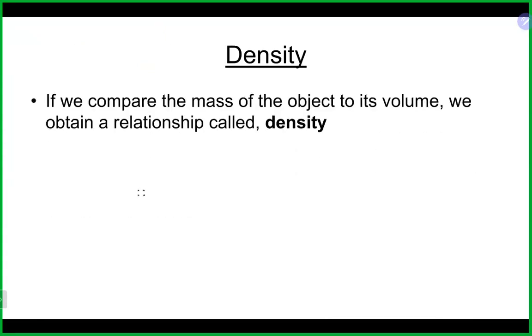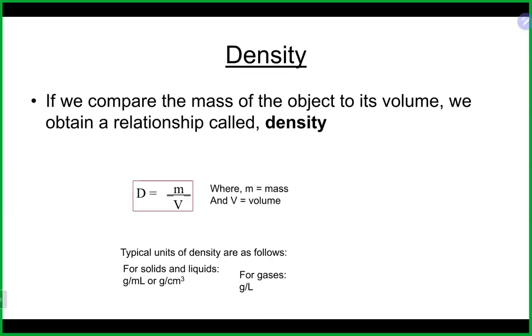Density has a formula which is mass divided by volume, and it has certain units. Most of the time the units of density are grams per milliliter or grams per cubic centimeter, which is typically what we use for solids and liquids.